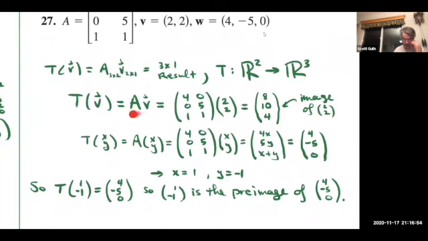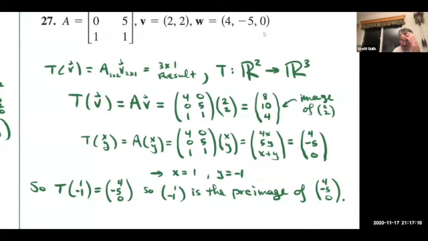T of V is A times V. A is this. The V they want us to use is 2, 2, and we're trying to find the image of 2, 2. So you just multiply this, and you get 8, 10, 4. And so 8, 10, 4 is the image of 2, 2. Okay, now we need the pre-image of 4, negative 5, 0. That's the next question here.